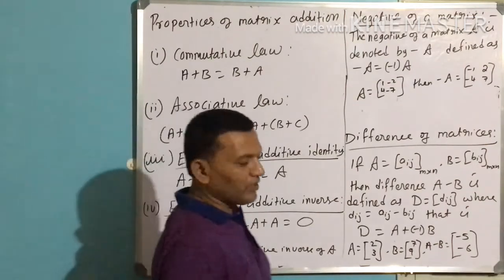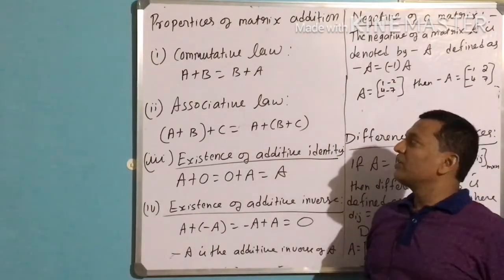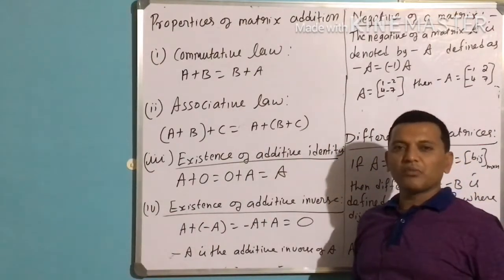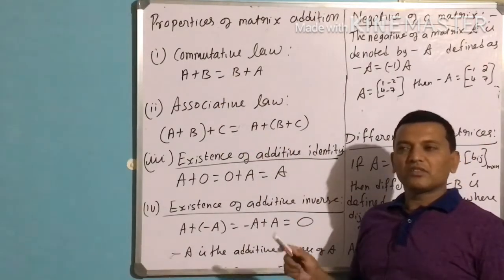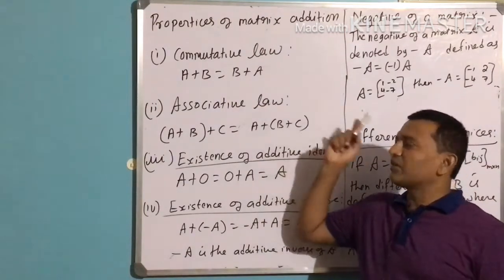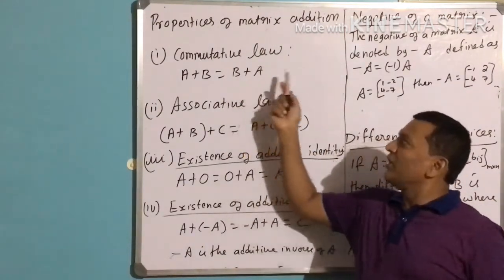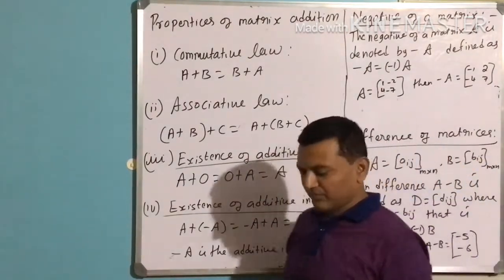Here we have four properties. The first property is the commutative law. That is, if A and B are two matrices of the same order, then A plus B is equal to B plus A. If you add the matrices A and B in either order, A plus B or B plus A, the resultant matrix should be the same. It will be the same in addition of matrices.